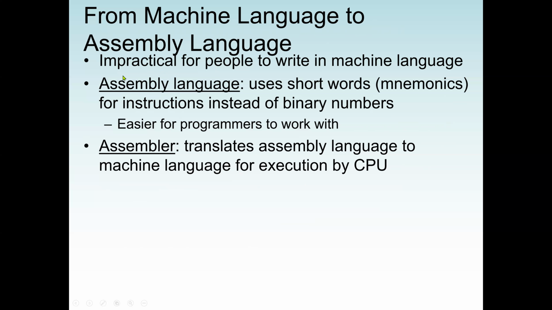First, we have assembly language, which normally uses short words we call mnemonics for instructions instead of writing binary numbers like 0s and 1s. This became easier for programmers to work with. This was somewhere around the 1960s, late 60s, 70s. Assembly language has a special component called the assembler, which is more or less like a software development kit. The assembler translates the assembly language to machine language for execution by the CPU.